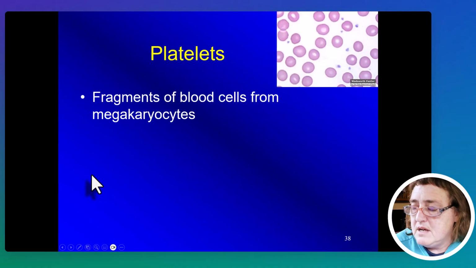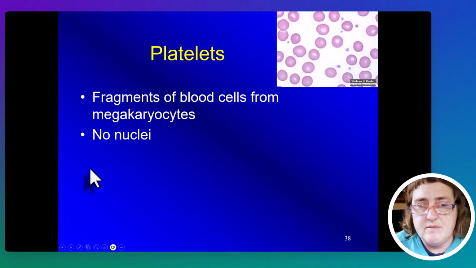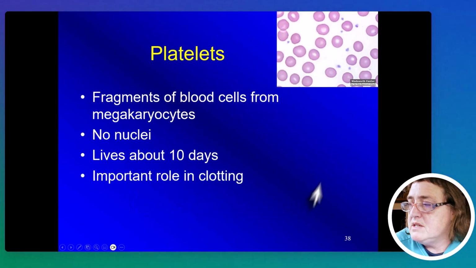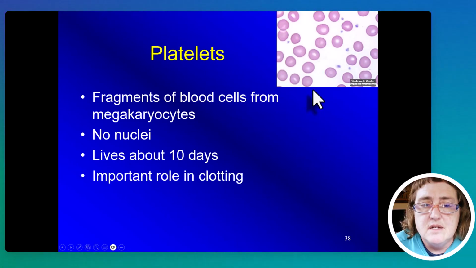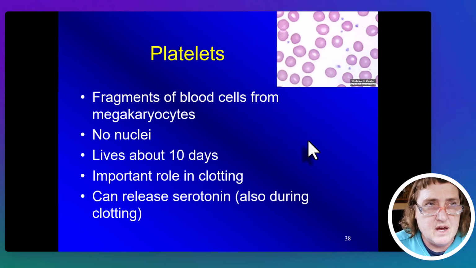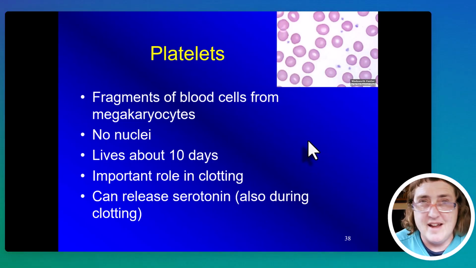Platelets, the last of the 3 types of cells, technically aren't really even cells. They're fragments of blood cells that only stick around for about 10 days, and their main job is to help the blood clot. They can also release a little bit of serotonin when you first get cut, which is why sometimes you have a moment before it really starts to hurt. Serotonin helps give that little boost of, oh, it's fine, until you can hopefully get your hand over it or get a Band-Aid or stitches or whatever you need.